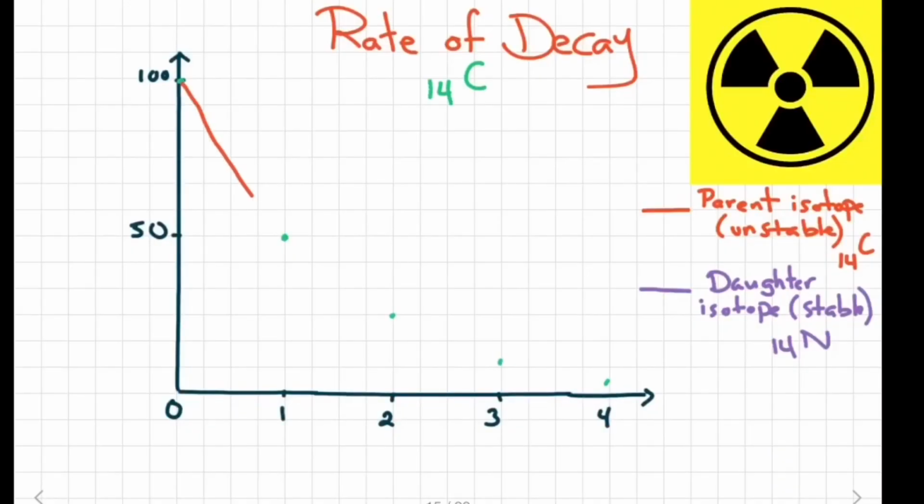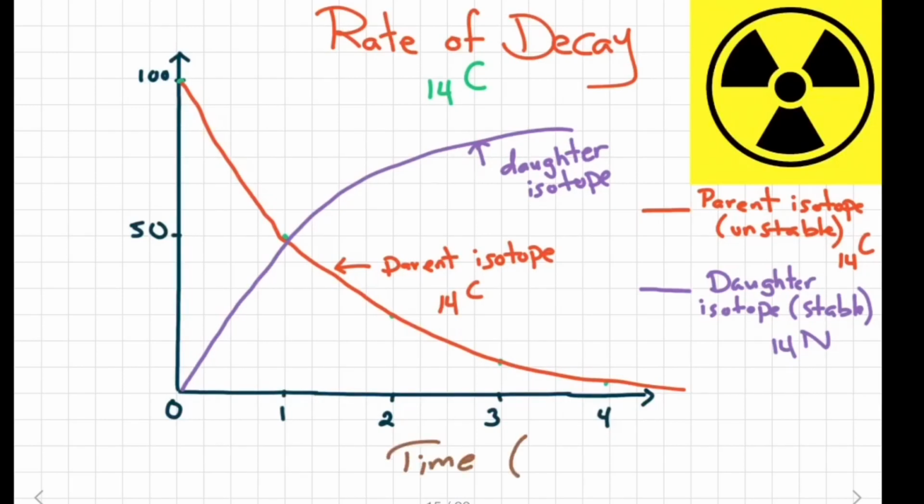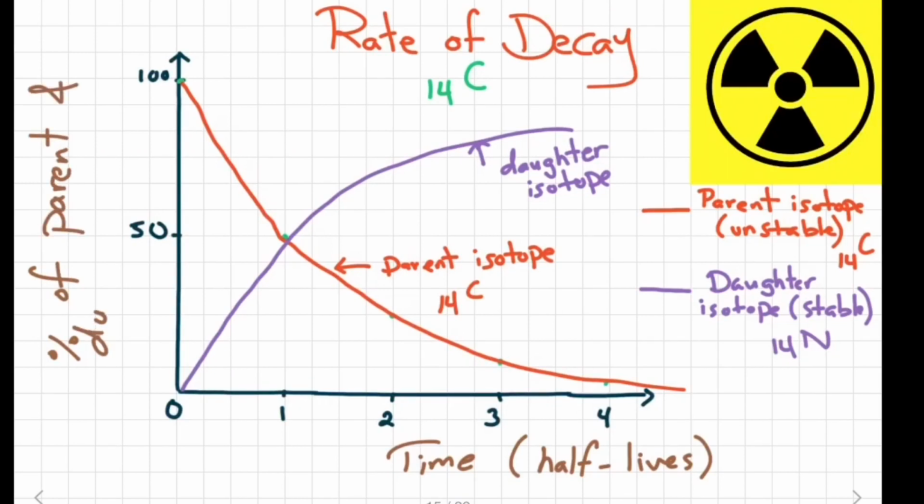Which leads us to another concept, which is rate of decay. In simple words, it just means the time it takes for an isotope to break down or to decay. So I have the red line, which represents the parent isotope, carbon-14, which is unstable. It shows that as we go along first half-life, second half-life, third half-life, and so on, the amount of the parent isotope decreases. On the y-axis, we have the percentage of the parent and daughter isotopes.